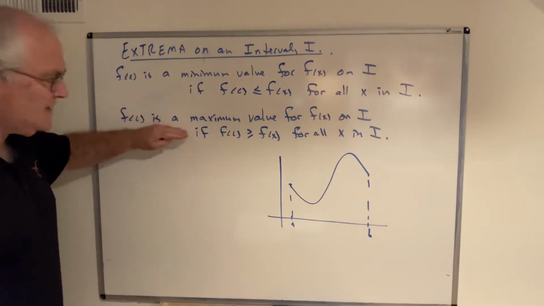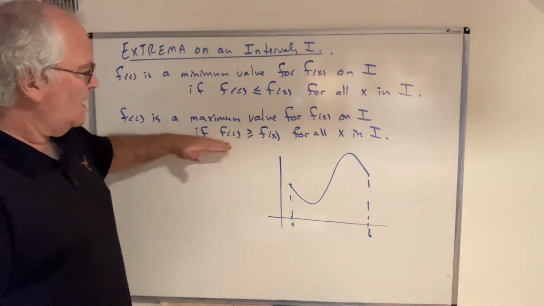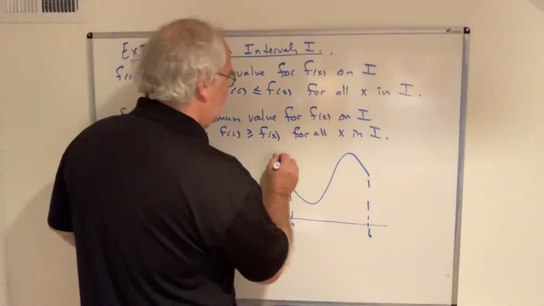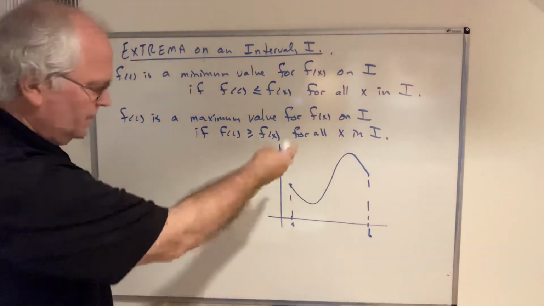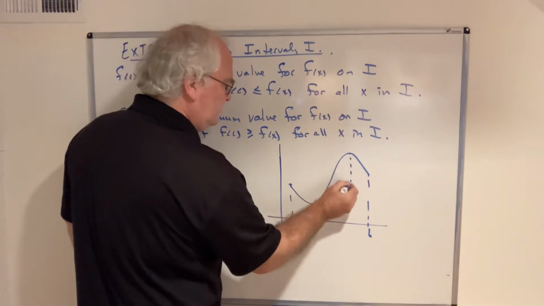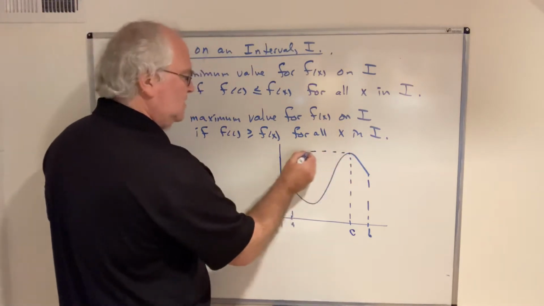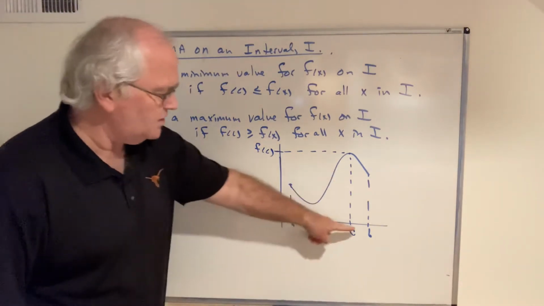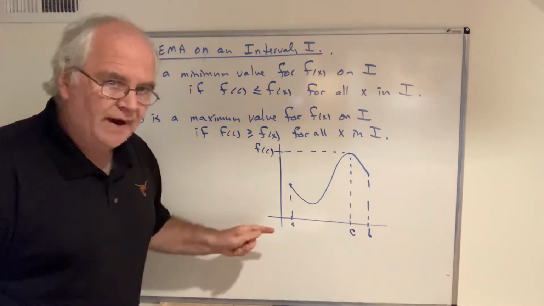f(c) is a maximum value for f(x) on I if, and this is the other side of the coin, if f(c) is greater than or equal to, if it's the largest value, if it is the highest value on the y-axis used in the picture. So in my particular case, f(c) is greater than or equal to f(x) for all x in the interval. It would appear, if I'm talking about maximum, that's the value of c I want, because this value, f(c), is greater than or equal to all f(x) values for any other x in the interval, including the endpoints.